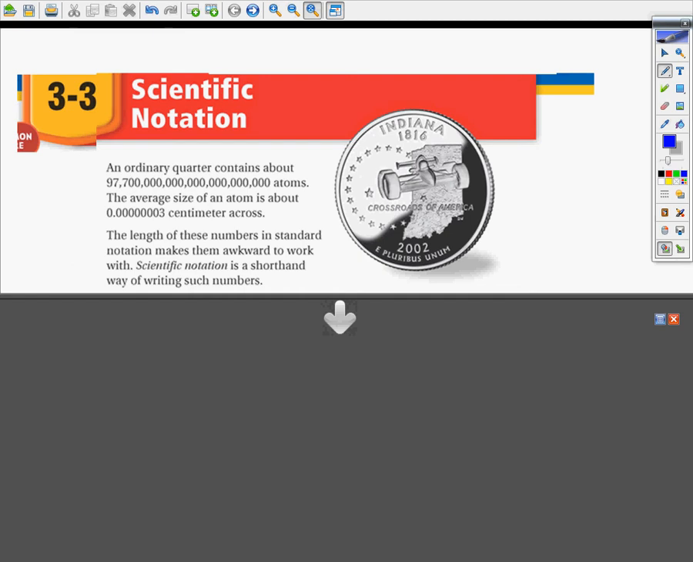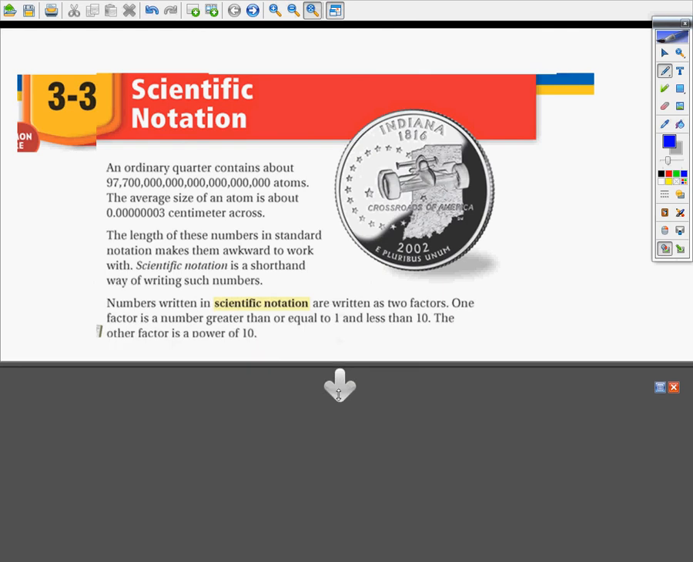Those are really, really big numbers and really, really small numbers. It says the length of these numbers in standard notation makes them awkward to work with. First of all, it's hard to pronounce what numbers they would be, and then there's just a lot of writing. So scientific notation is a shorthand way of writing such numbers.